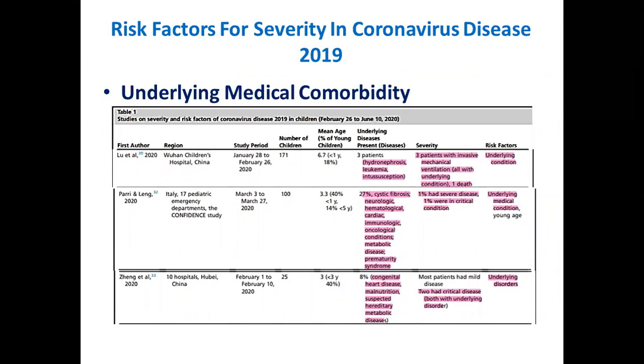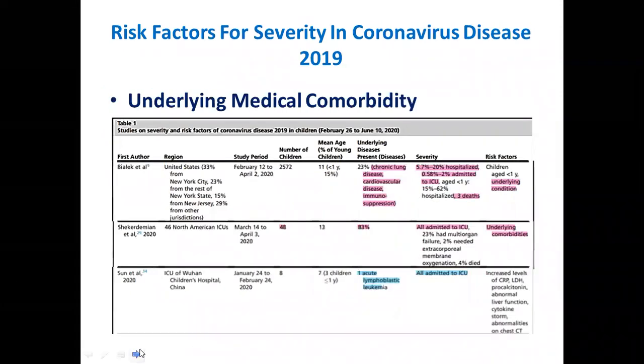And another study, this is in China, which involves 25 pediatric cases of COVID-19. 2 1-year-old boys needed invasive mechanical ventilation, and these 2 boys had a history of congenital heart disease. One of them also had malnutrition, and the other one had a co-infection with Enterobacter aerogenes.